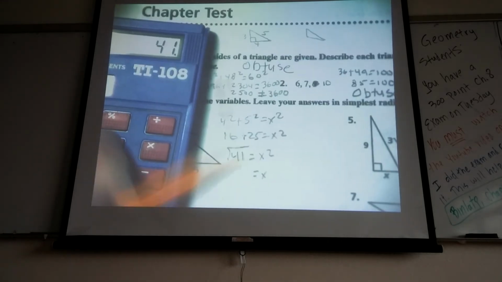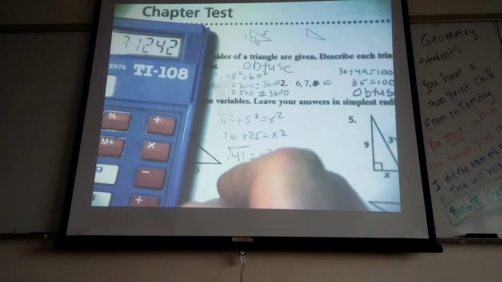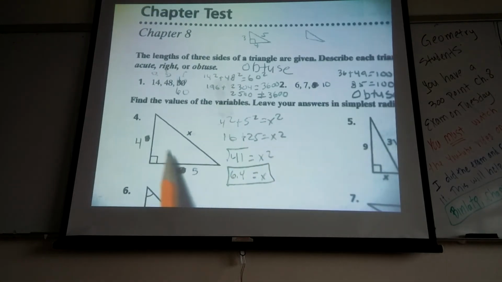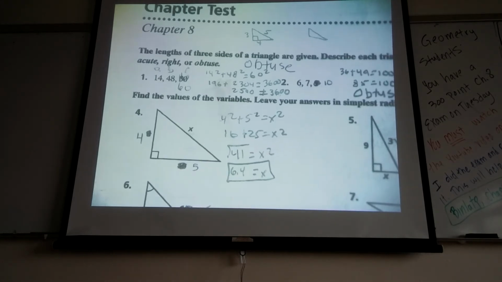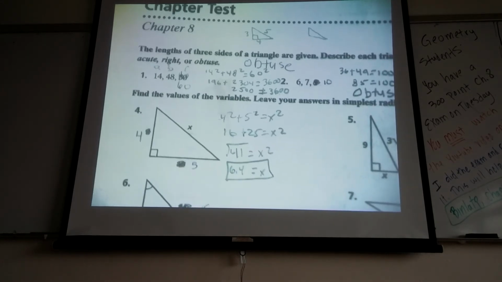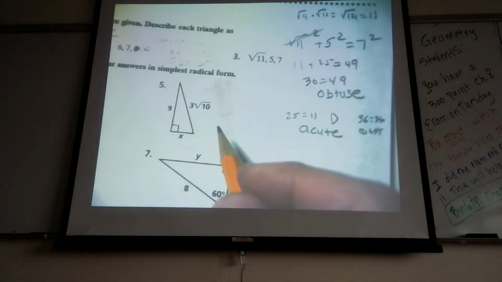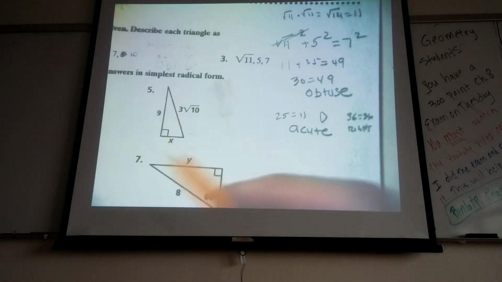Do 41 and do the square root, 6.4. And then also get an idea of what the side is. 4, 5, it's going to be a little bit bigger than 5. So check your answers too. Don't get any ridiculous answers, and try to check that if you make a mistake. Okay, on number 5, this one I'm not going to change.